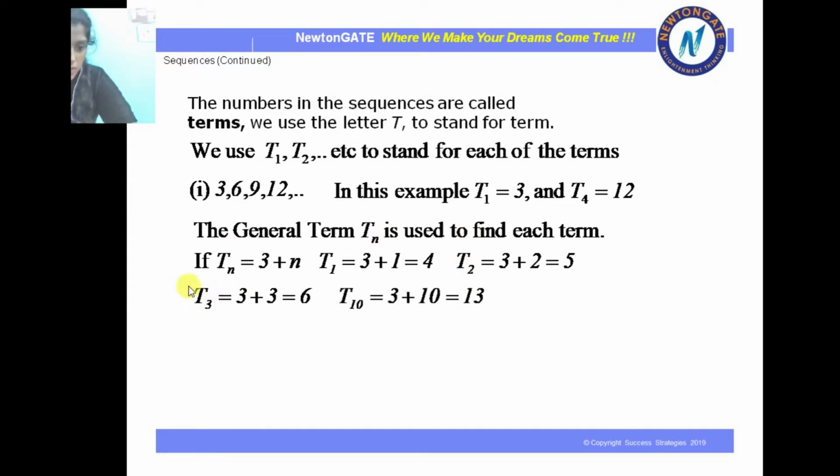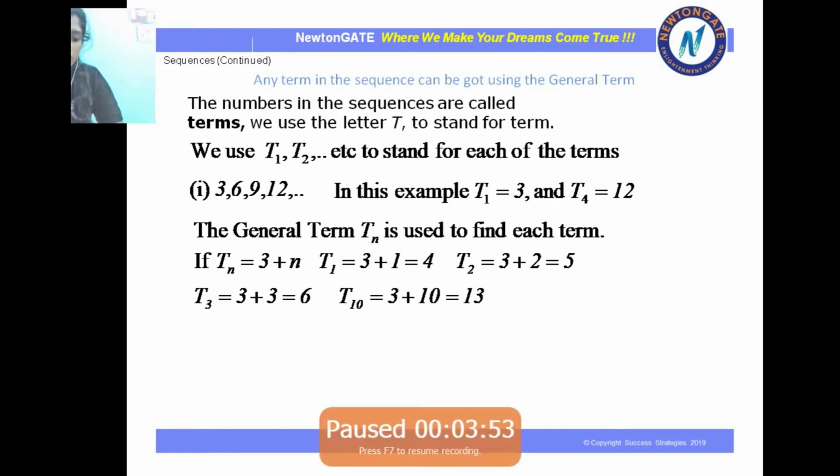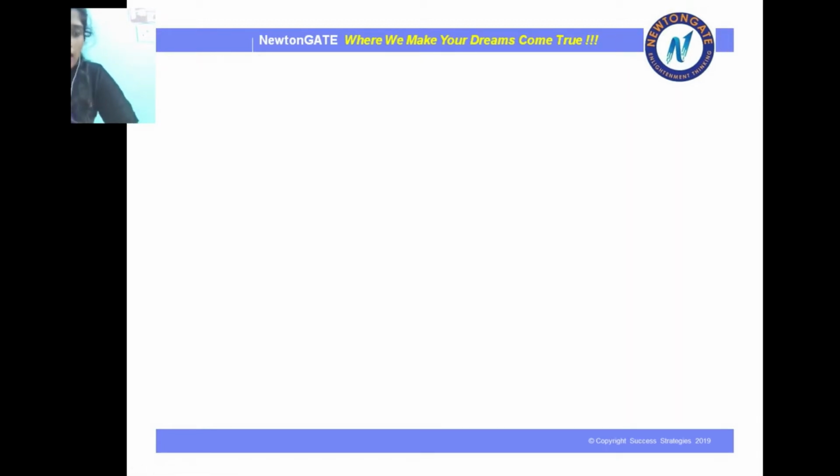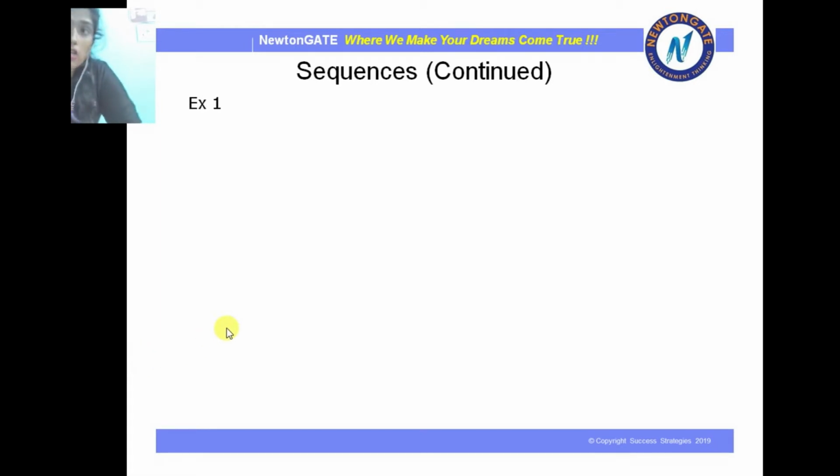So we did not have to go sequentially, one after the other. We straight away put the value in the formula instead of n and we got the value. This is called the general term. With that, we come to know that any term in the sequence can be found by using the general term formula.